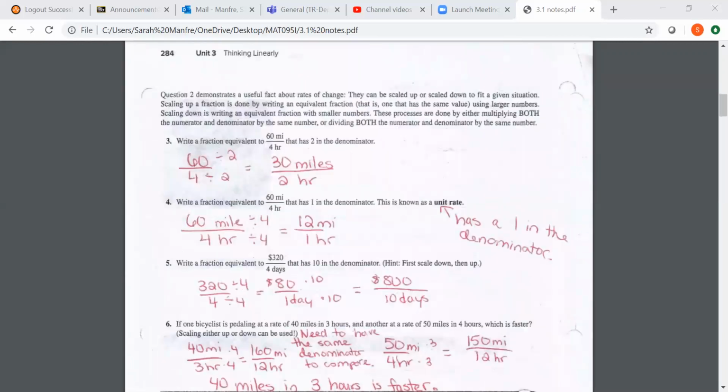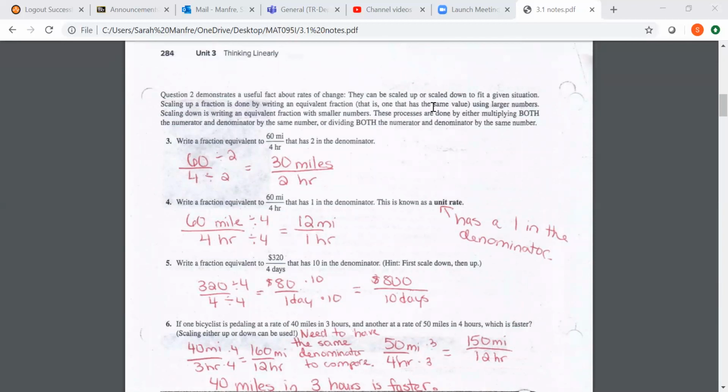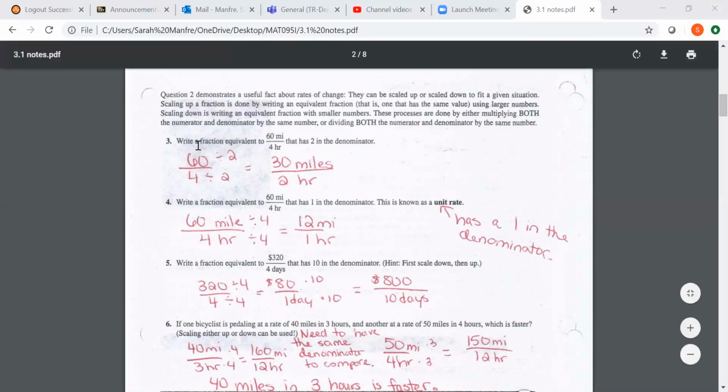Okay, question number 2 demonstrates a useful fact about rates of change. They can be scaled up or scaled down. So that means that I can take a rate and I can make the rate smaller by using division, or I can find an equivalent rate that has bigger values by multiplying. So question 3, write a fraction equivalent to 60 miles per 4 hours. And they specifically are asking to have a 2 in the denominator. Now, if they want a 2 in the denominator, they're talking hours. So they want to know how many miles are going to be traveled in 2 hours.